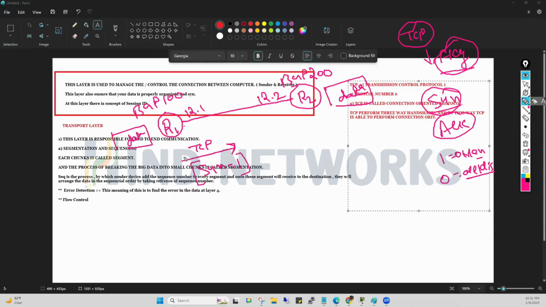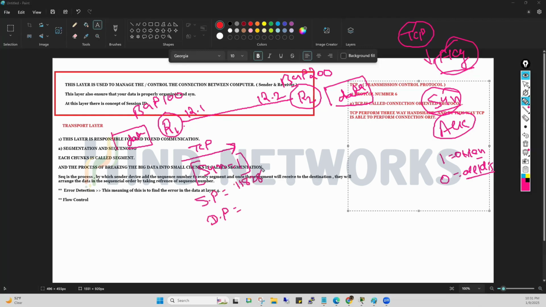So guys, R1 is sending the TCP packet, and in this TCP packet, the SYN bit is on. And there will be a source port and a destination port. The source port will be any random port, for example, 11828 or something.